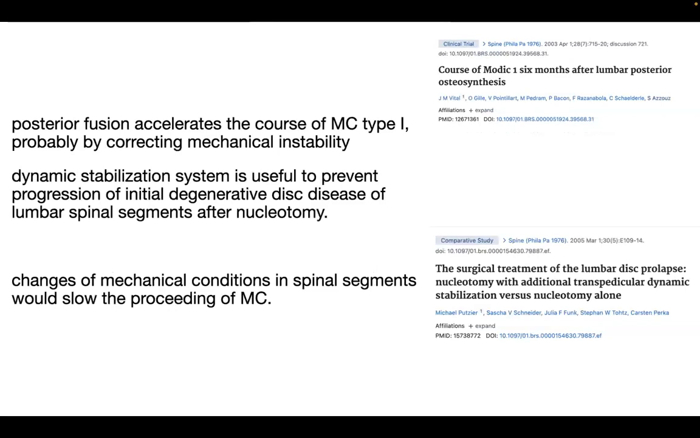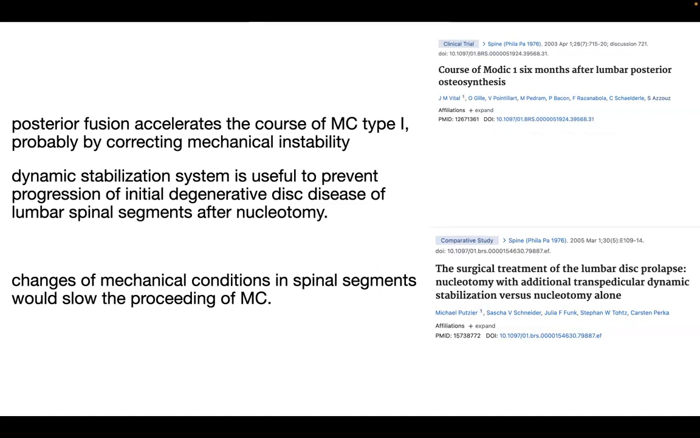So posterior fusions are done. Posterior fusion accelerates the course of Modic changes type 1, probably by correcting the mechanical instability which was present. And dynamic stabilization system is useful to prevent the progression of initial degenerative disc disease of lumbar spine segments after any disc surgery.